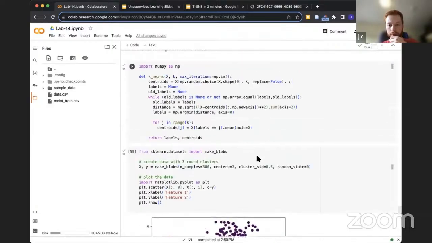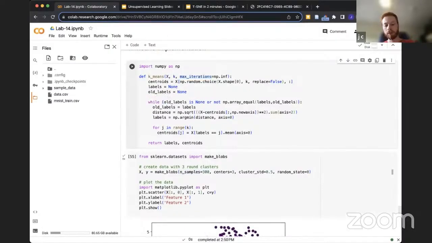Let's include the max iteration and see how k-means works in practice. So max iteration. We need to count how often we go through our loop. And you only want to continue if the iteration is smaller than our max iteration.